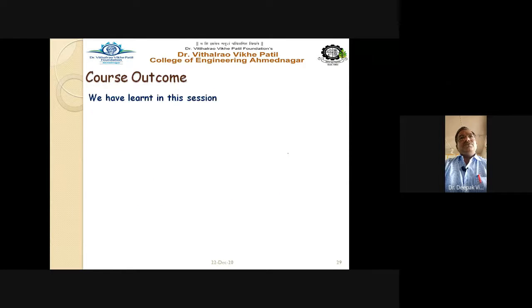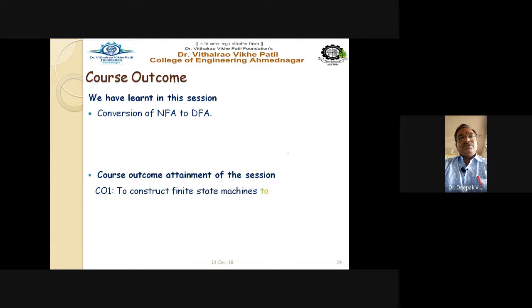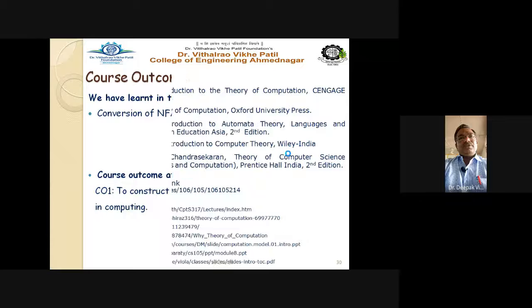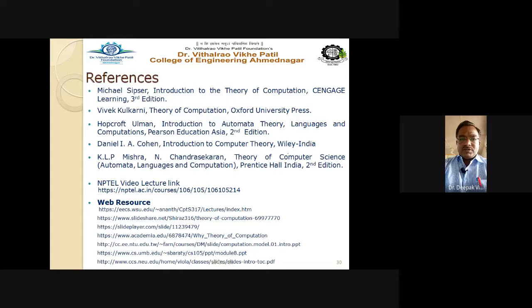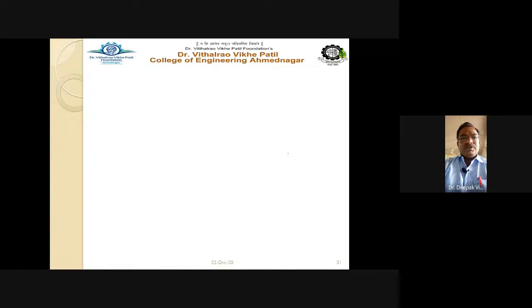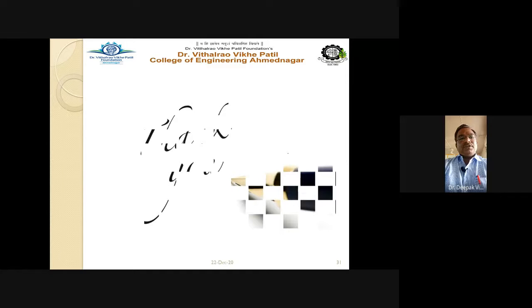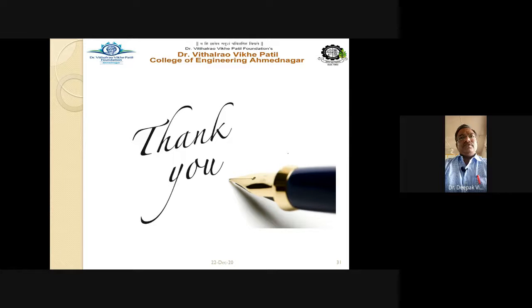The course outcome, what we have learned in this session, is the conversion of NFA to DFA, or more precisely, conversion of NFA without epsilon moves to deterministic finite automata, that is DFA. Course outcome attainment of the session: to construct a finite state machine to solve problems in computing. And for the reference book, always refer to the standard reference book only. So thank you. Let us stop here for today's session.